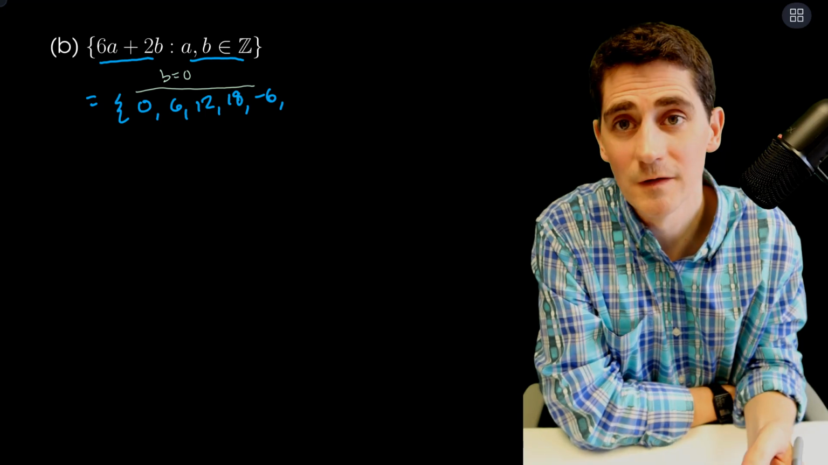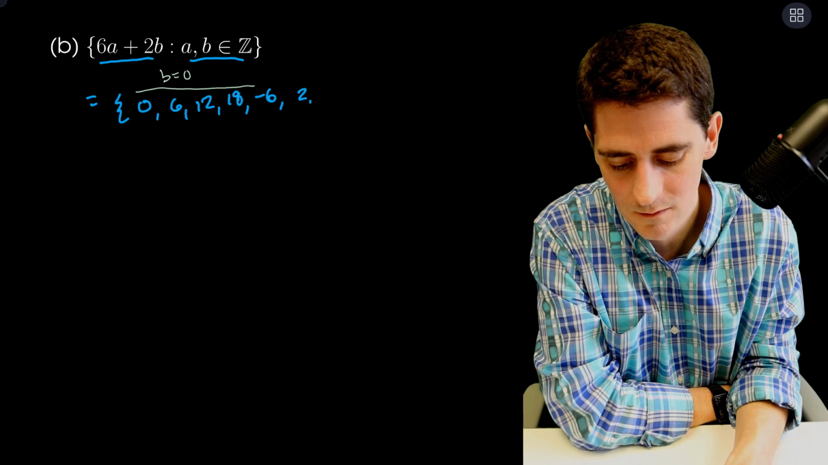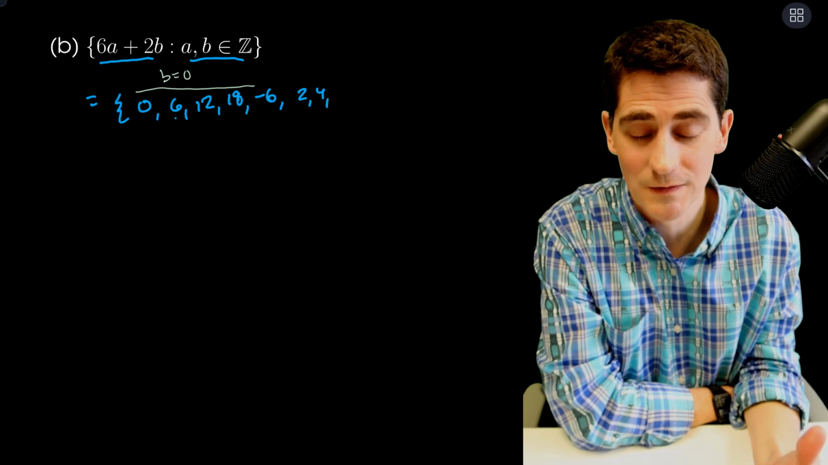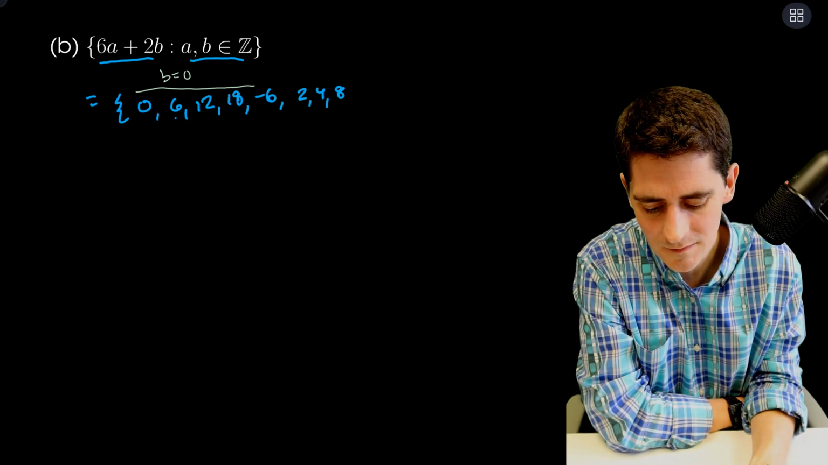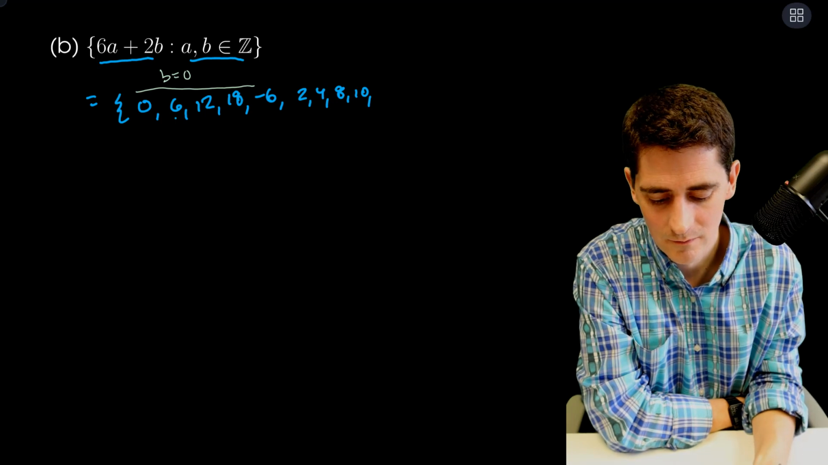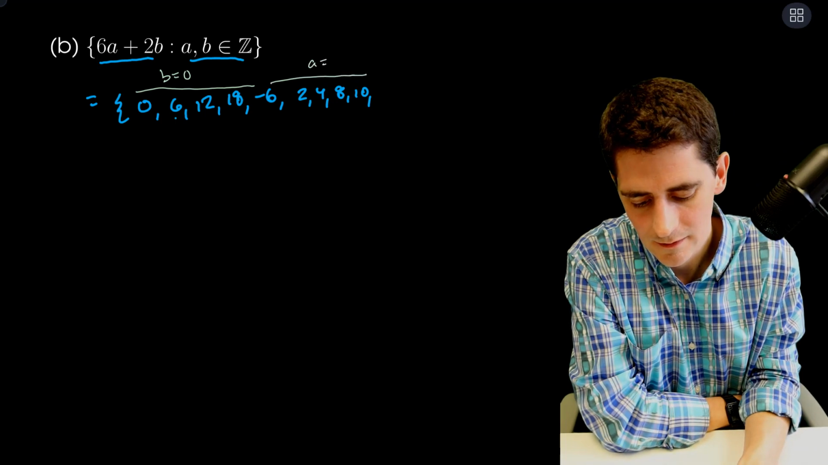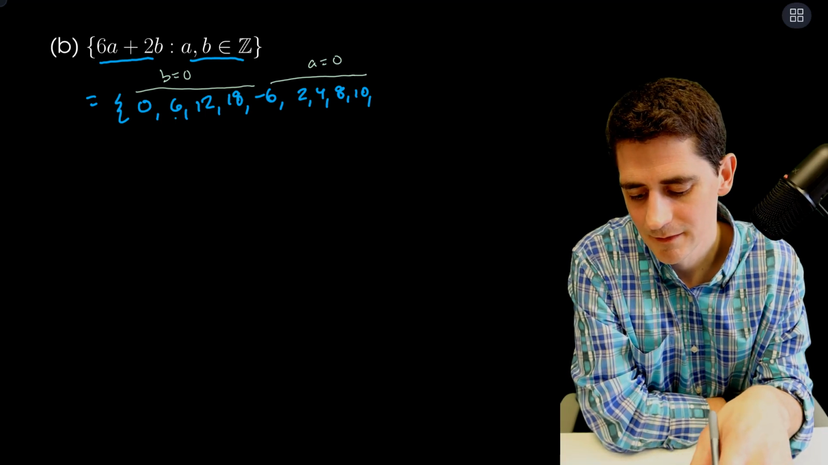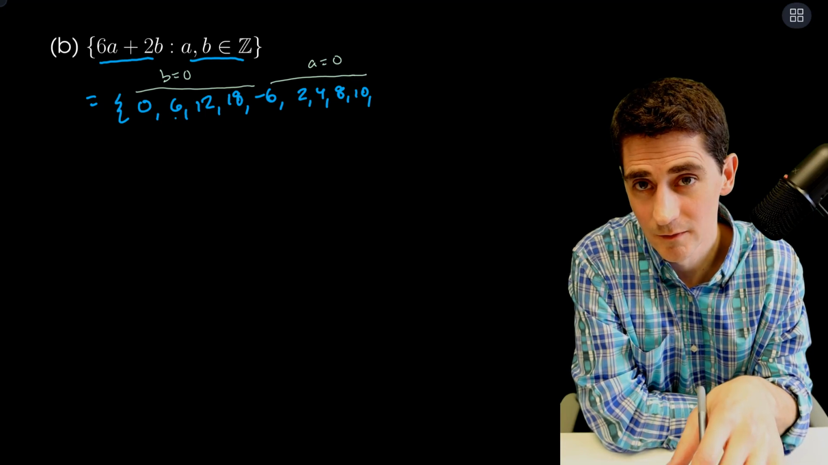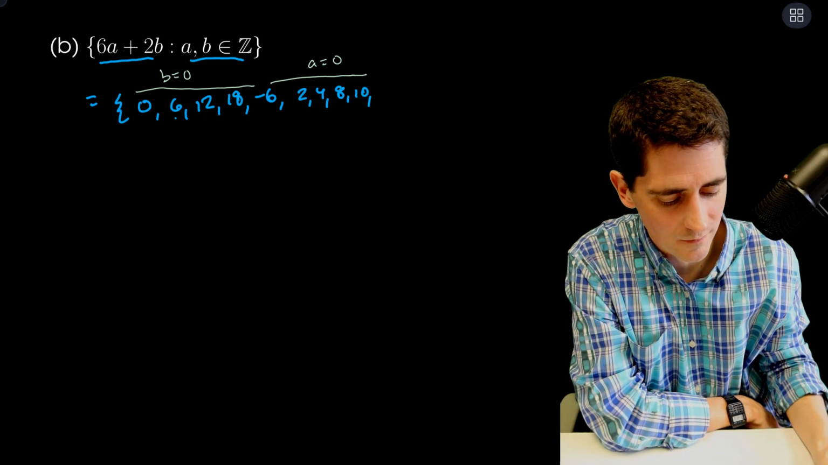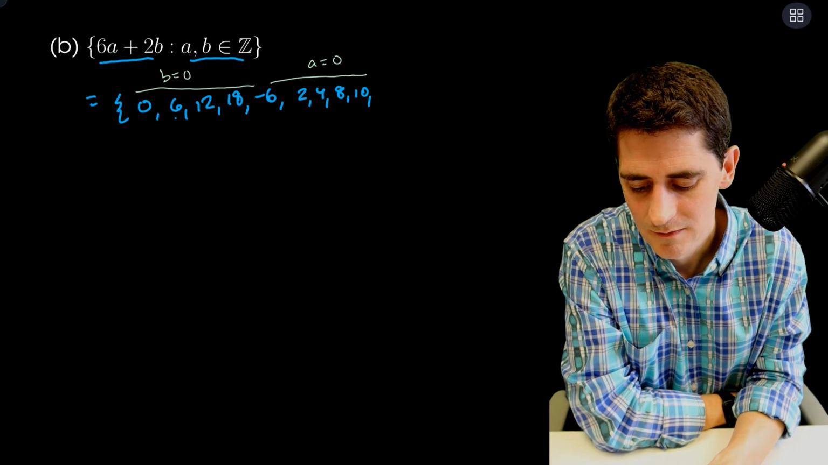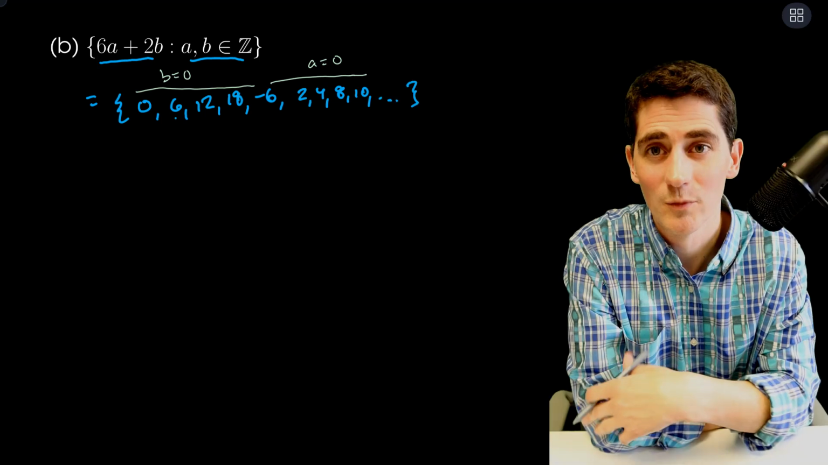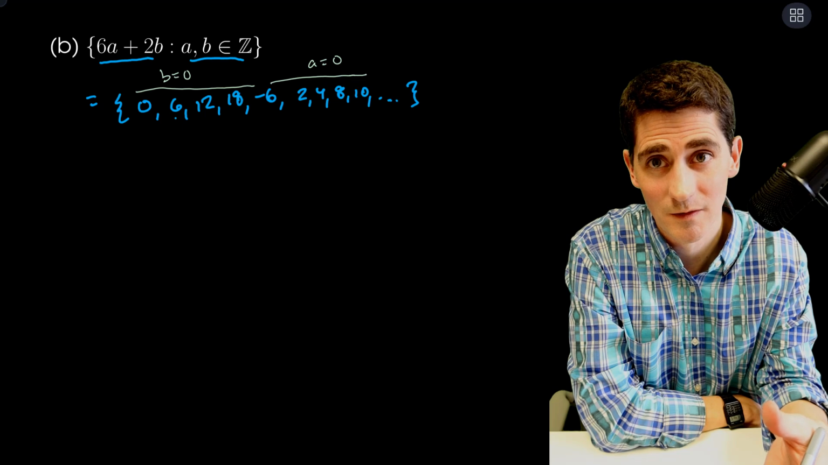We could also let a be 0 and b have its turn, so maybe 2, 4, 6 if b is 3, but I've already got 6 in there, so I'm not going to list it twice. There's no sense in doing that. So I have 8 and 10, and 12 I don't want to list twice again, right? And so on. Here I let a be 0 that time. But I could also do things like, what about if a is -1 and b is 4? Then 6 times -1 is -6, and b being 4, that's plus 8. I get 2. I believe we get the idea of the elements in this set just based upon this definition.